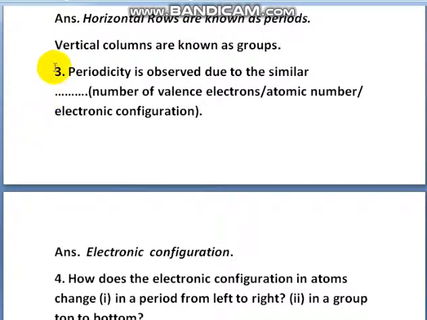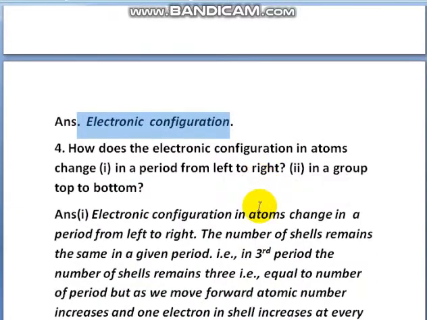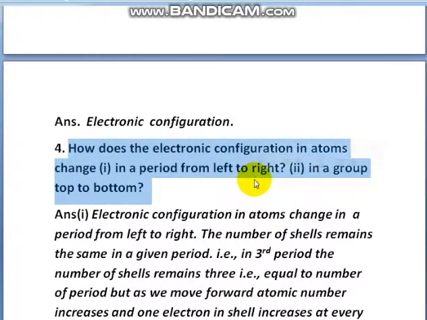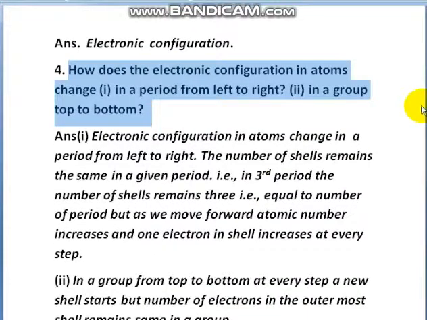Next, question number 3, fill in the blanks. Periodicity is observed due to the similar dash: number of electrons, valence electrons, atomic number or electronic configuration. So the answer will be electronic configuration. Next question we have, how does the electronic configuration in atoms change? First, in a period from left to right, and second, in a group from top to bottom.